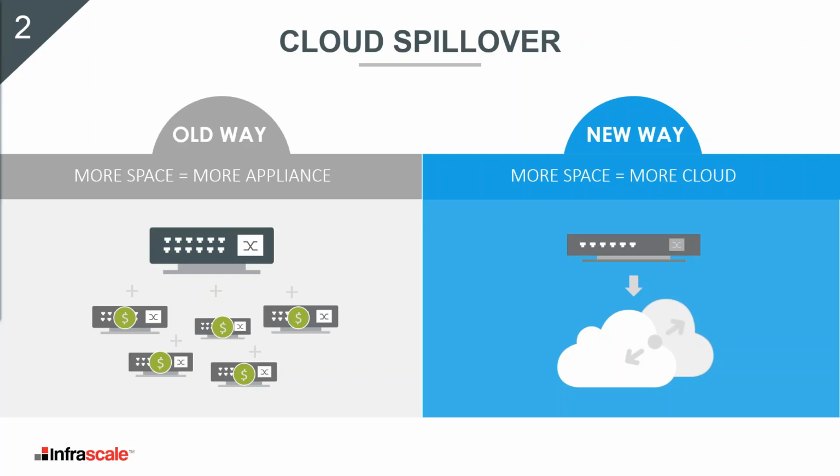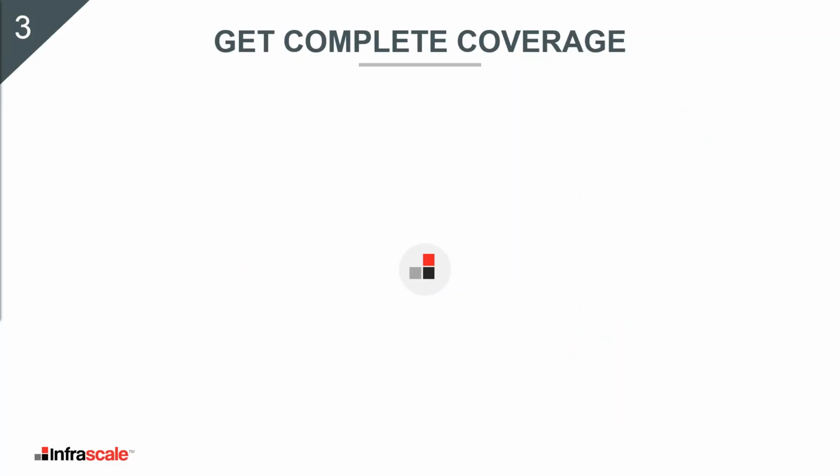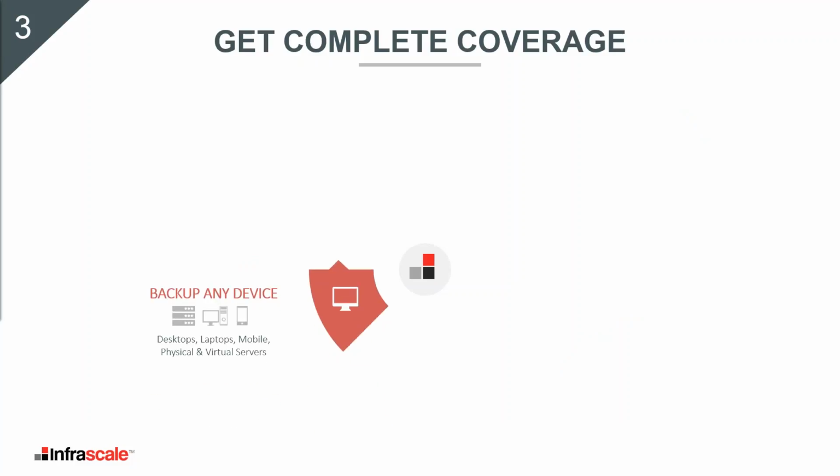Let me know if there are any questions with that as I move on to number 3. So here's number 3, complete coverage. Now, just think about what you're currently protecting for your customers. It's increasingly vital to protect all of their data, all of their applications, and all of their devices. So you want a solution that can back up any device. This is desktops, laptops, mobile, and both physical and virtual servers. I myself work on my iPhone and my laptop all the time.